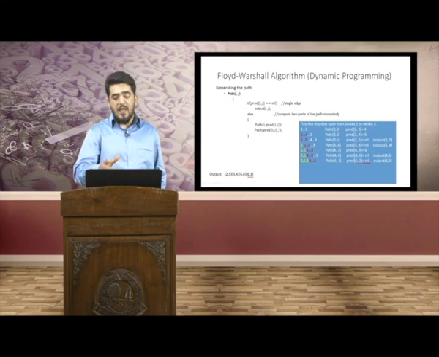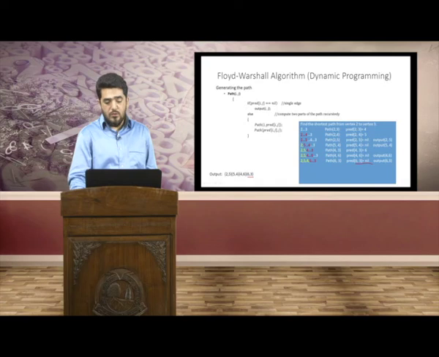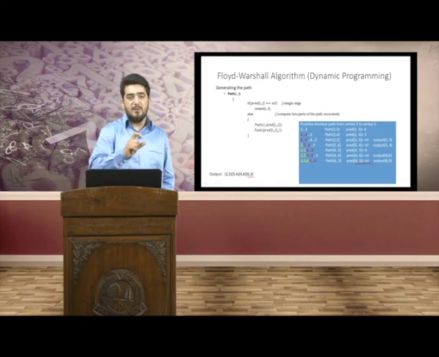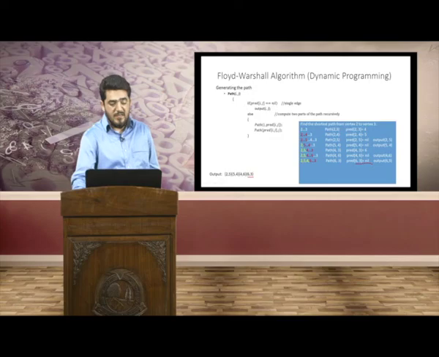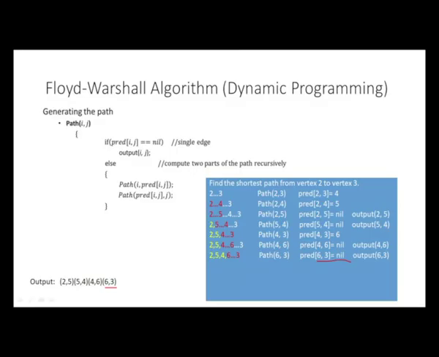Now this array was maintained intermediately by Floyd-Warshall's algorithm, and this is how we used it to regenerate our result. Besides being able to determine the length of the shortest path, which will simply be in the D array, D of 2 comma 3 will give us the length of the shortest path, and the path itself has been generated from this predecessor array using this function.